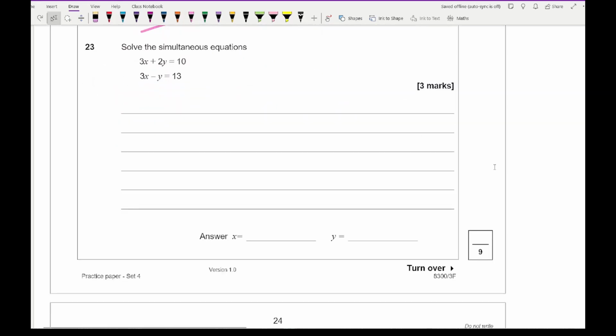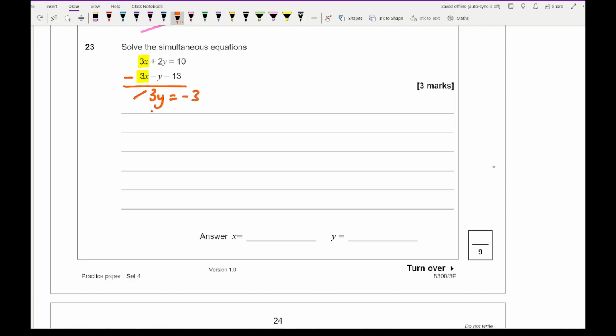Moving on to question 23, it says solve the simultaneous equations. Now when we're solving simultaneous equations, we want to see, first of all, are any of the letters the same quantity, which here we can see the x's are the same. The next thing we need to decide is, are they the same sign, in which they're both positive? So yes, they are. So what we need to do is take away the two equations. So here 3x take away 3x is nothing. 2 minus 1 is 3y, and 10 take away 13 is minus 3.